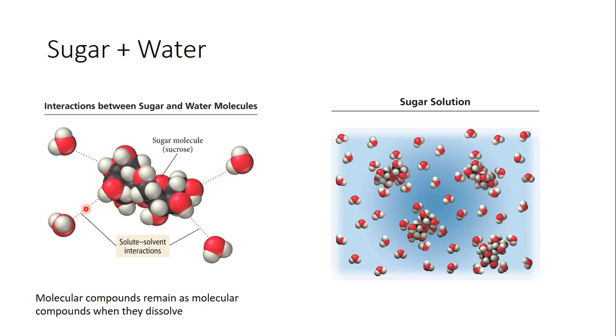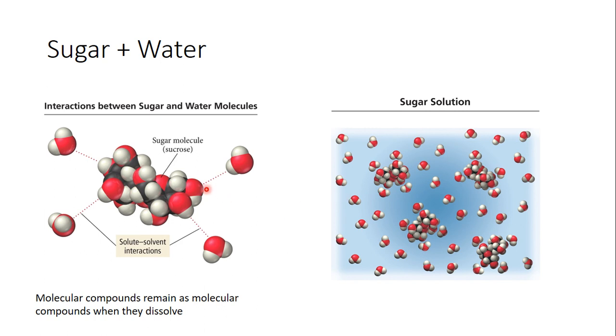Well, let's look at sugar and water. Here's a sugar molecule, which has a lot of oxygen and hydrogen. Sugar is not ionic. It's full of covalent bonds. So when sugar dissolves, it does not break apart like sodium chloride. And that's a big point. Ionic compounds break apart. Molecular compounds do not break apart in water.